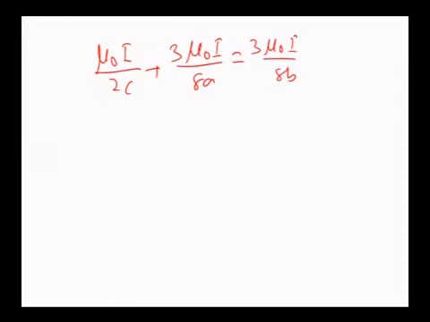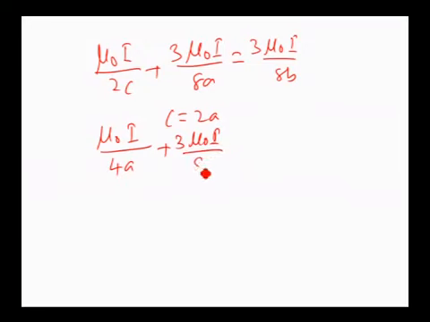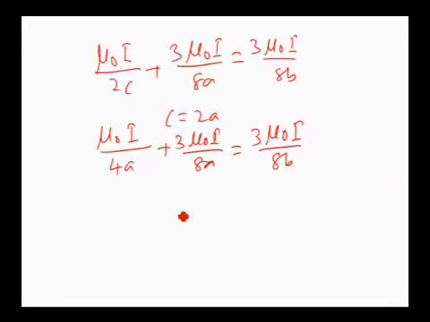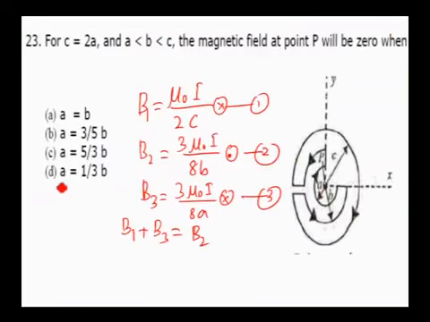And in the question it is given that C equals 2A. So C equals 2A if you substitute, then I can write mu naught I divided by 2 into 2 is 4A plus 3 mu naught I divided by 8A. This equals 3 mu naught I divided by 8B. Now you should simplify this and you should find the relation between A and B. If you simplify, you will get A equals 5 by 3 B. Therefore, we will take this as third option.